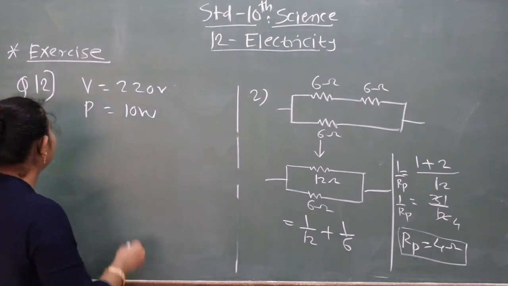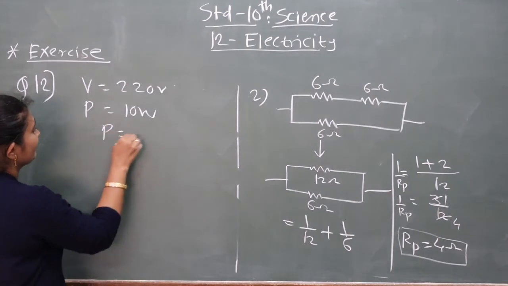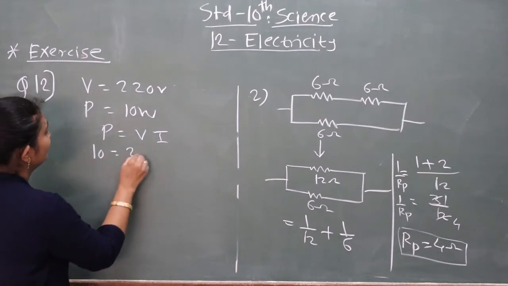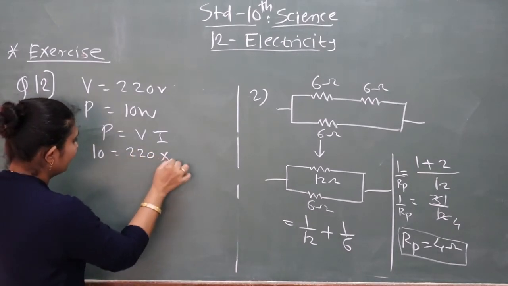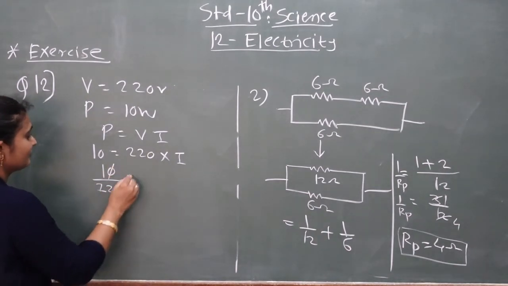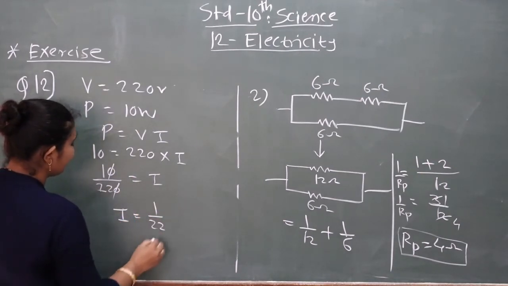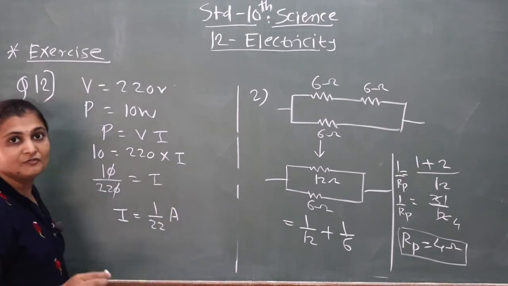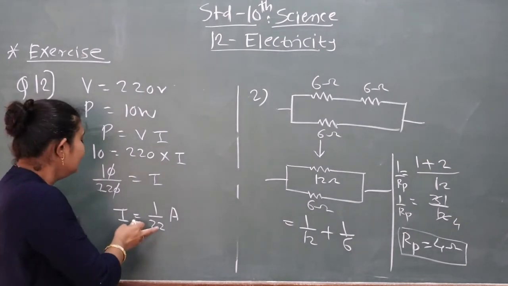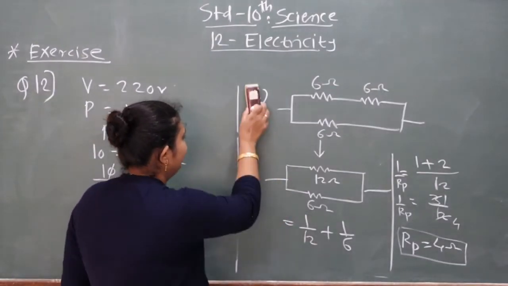Now from these two we calculate current. First, P is equal to V into I. 10 is equal to 220 times I, then 10 divided by 220, zeros cut, I. Then current flowing through each bulb is 1 upon 22 ampere. For one bulb, current is 1 upon 22 ampere. Now there are many bulbs. Consider n number of bulbs connected in parallel.